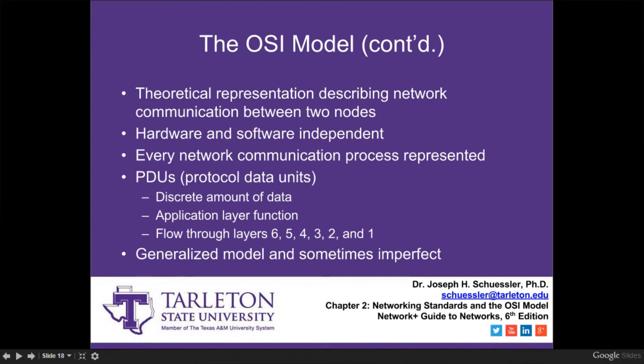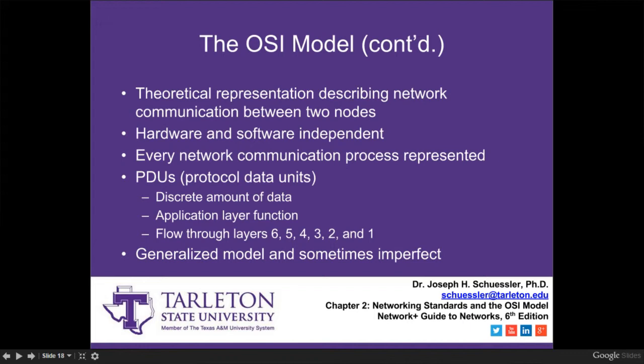So again, as a model, it's a theoretical representation describing network communications between 2 nodes. So it's representing how that data traverses the protocol stack in one system, across the wire, across radio waves, across fiber optics, to a receiving node, and then back up the protocol stack on that receiving side. It's hardware and software independent. Doesn't matter whether we're talking about Cisco switches, that type of stuff. It doesn't matter about the brands, the Dell servers, HP laptops. Does not matter. It's completely independent of hardware and software.